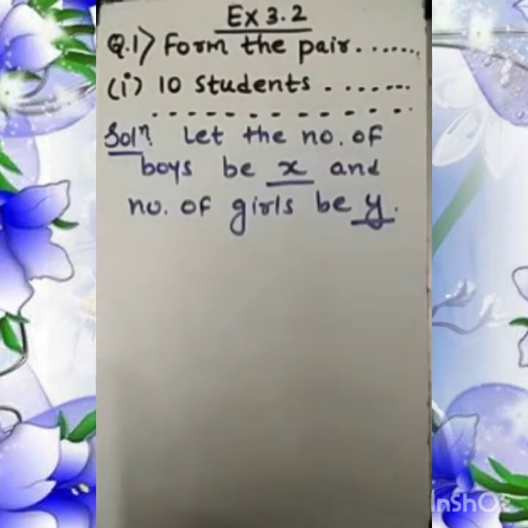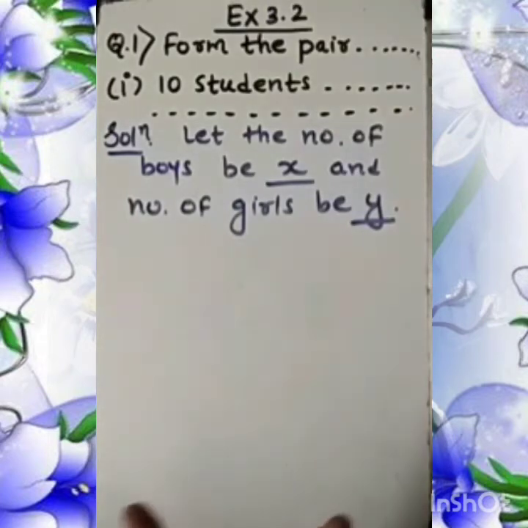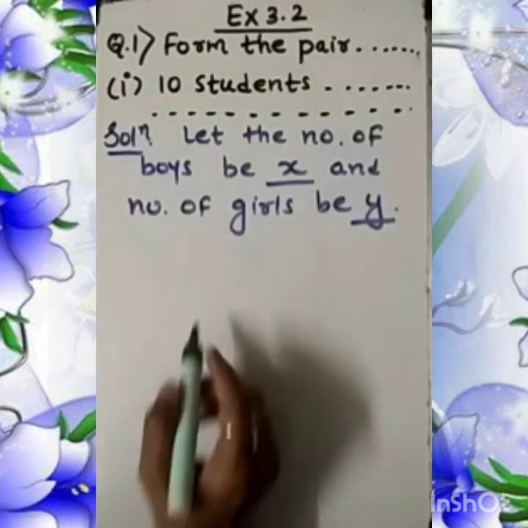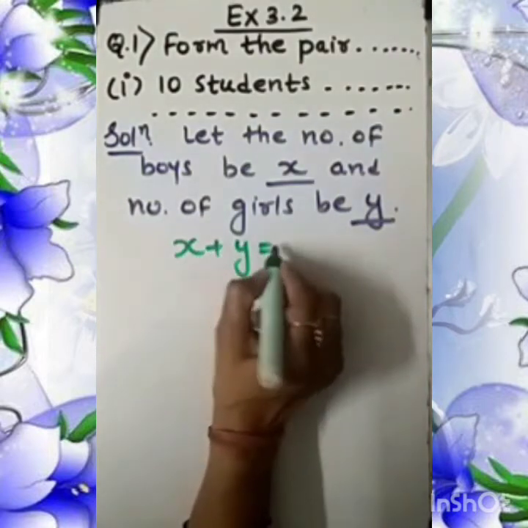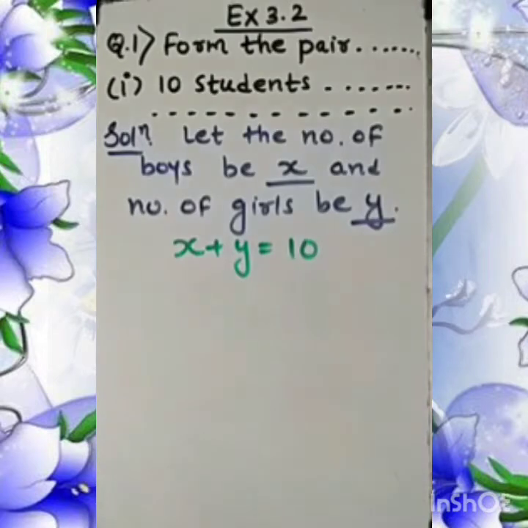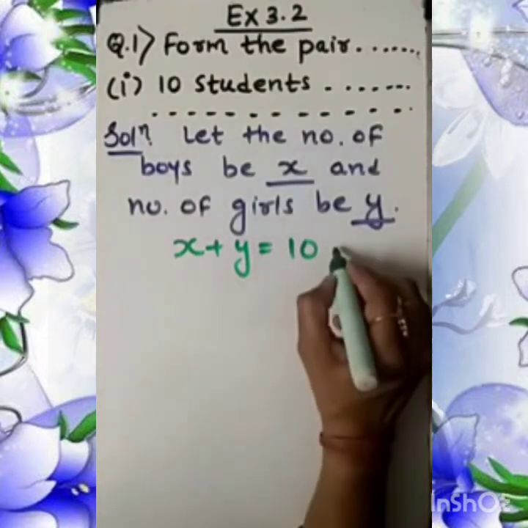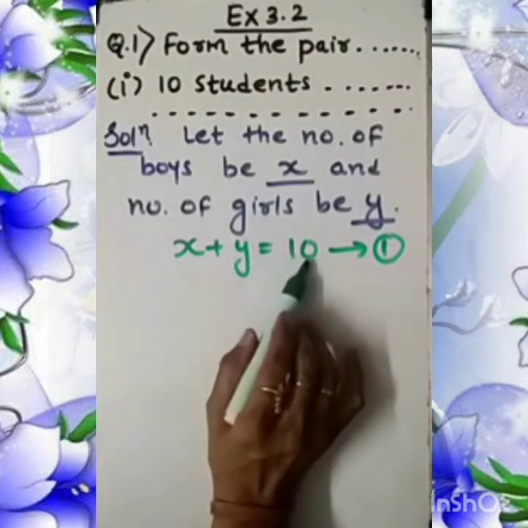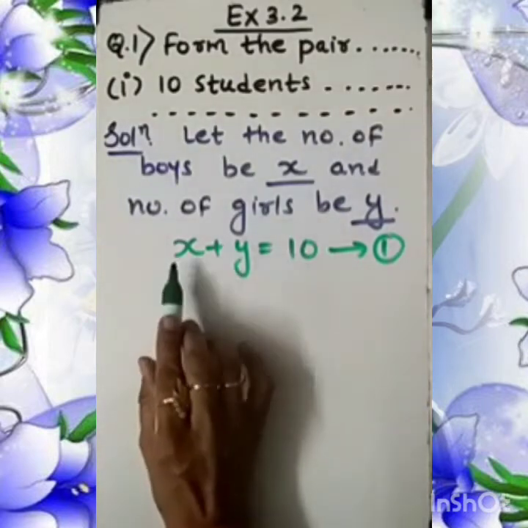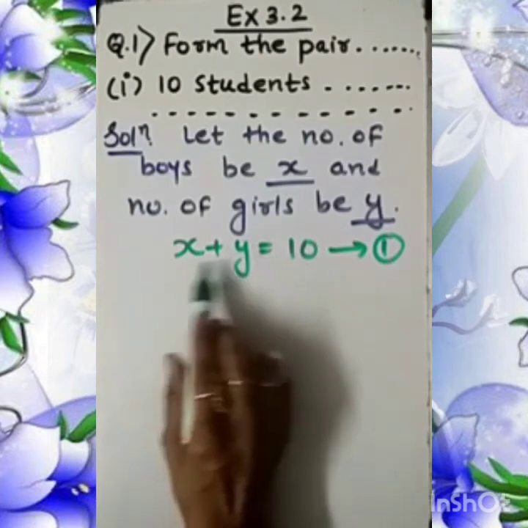Now, how to form the equation? In the beginning, they have given in the sentence 10 students. It means the number of boys and the number of girls all together, total 10 students are there. So this will become our first equation, which is quite easy to form. Total number of students is 10, so the number of boys and girls all together is 10.